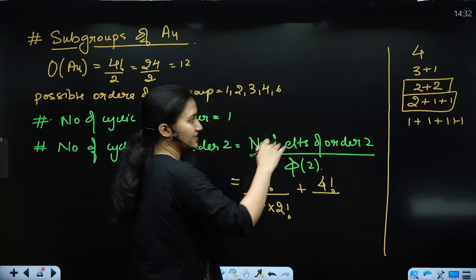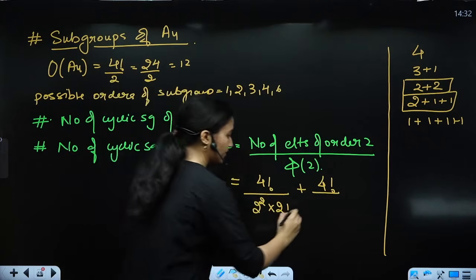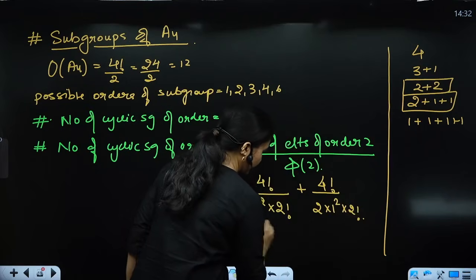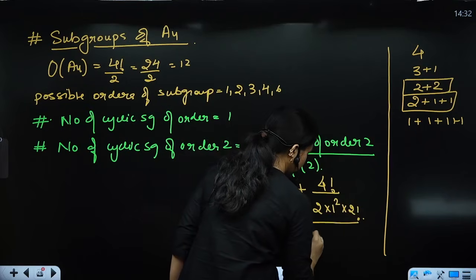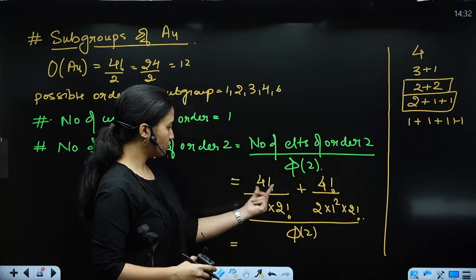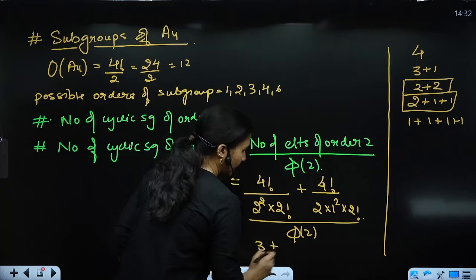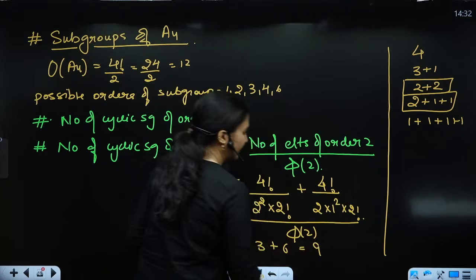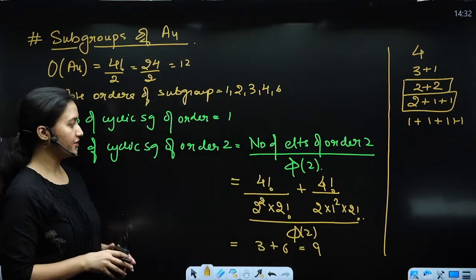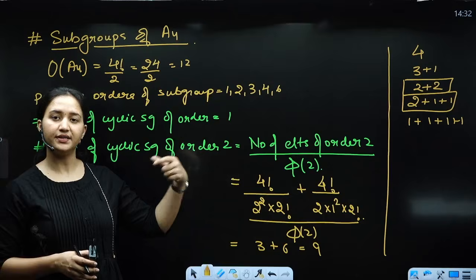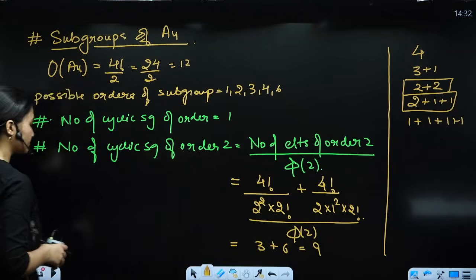Then we need to discuss the second case as well. That is going to be 2 into 1 square into 2 factorial, divided by phi of 2, that is nothing but 1. So here we have 4, 2, so 3 will be remaining, and here we have 4, 6. So there are 9 elements of order 2, or in short we can say that there are 9 cyclic subgroups of order 2 inside A4. Clear?